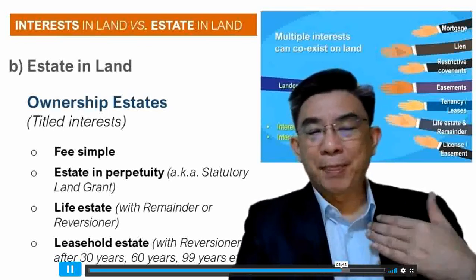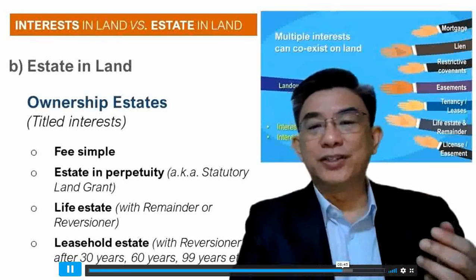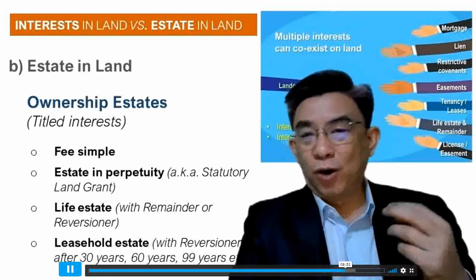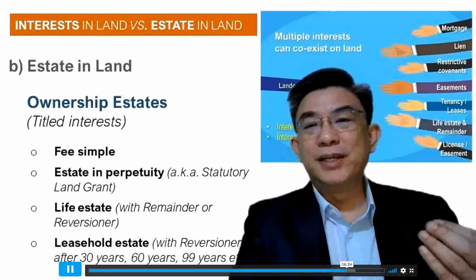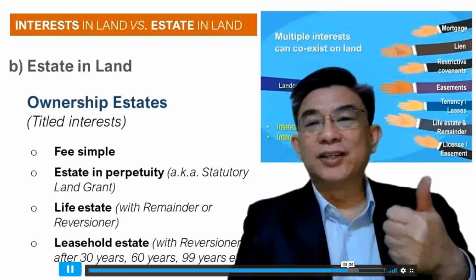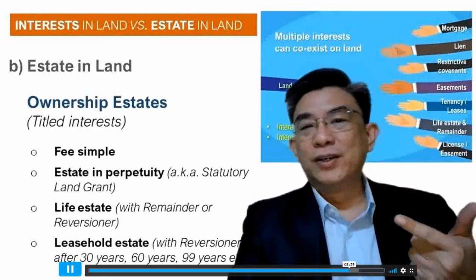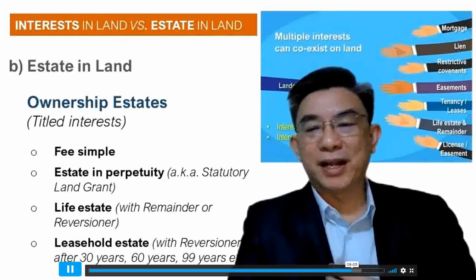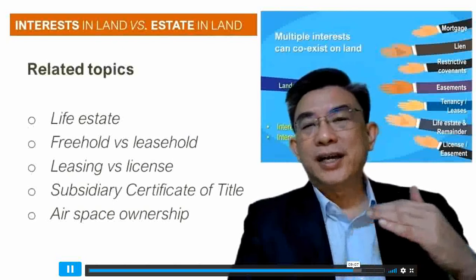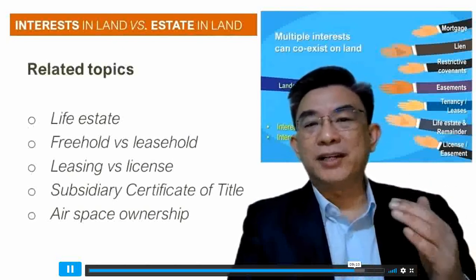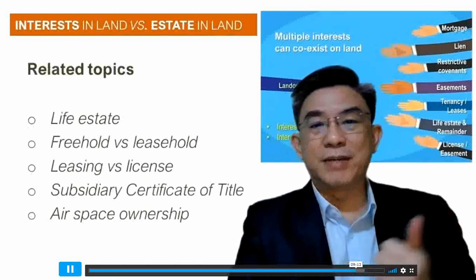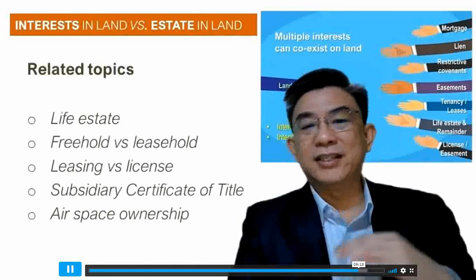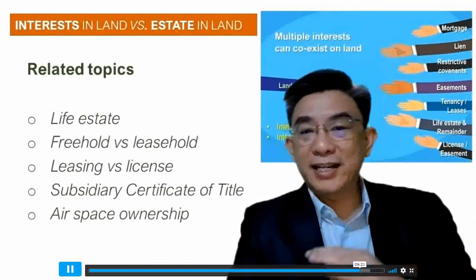Now, for the other ordinary leasehold interests, like I've just mentioned, like 30 years, 60 years, 99 years, there will always be a reversion, meaning there's either the state or the freehold owner who will take back the estate. Again, that will be another separate lecture altogether. There are other videos on related topics, on life estate which I just mentioned, freehold versus leasehold, leasing versus license, leasing versus tenancy.